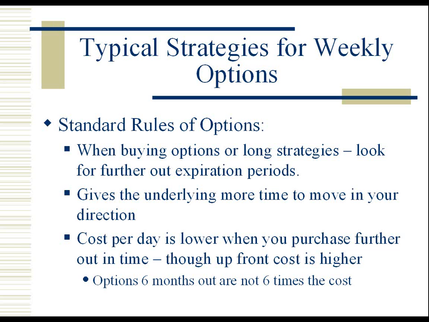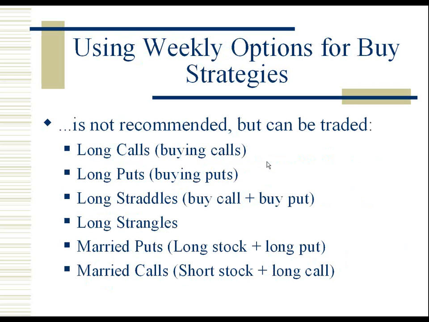So the cost per day, the annualized cost, is much lower when you purchase further out in time, although the upfront cost is higher. Okay? So that's when we look at it. And what this means, of course, is the opposite: that when we're selling premium, selling options in the shorter term gives us a better annualized return as well.